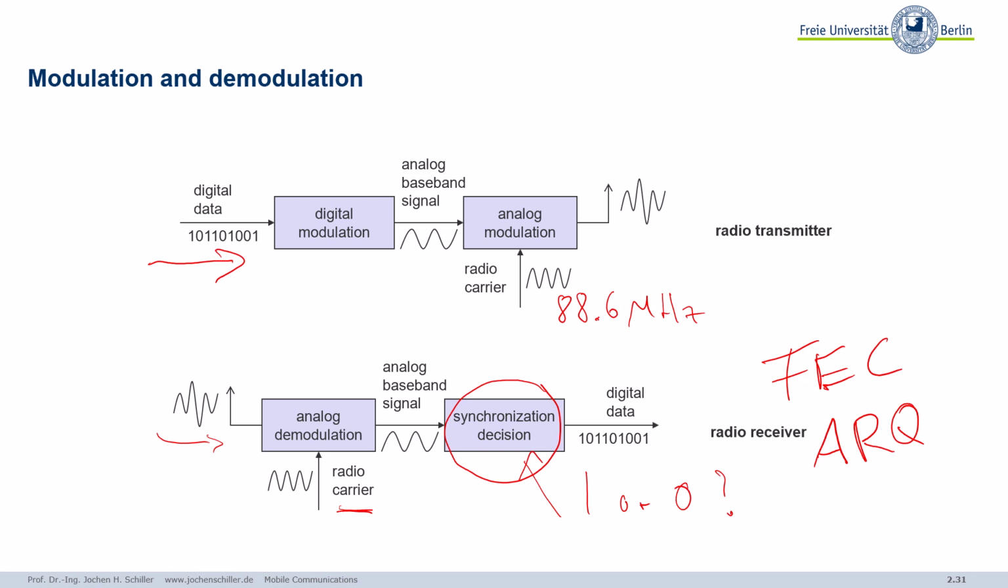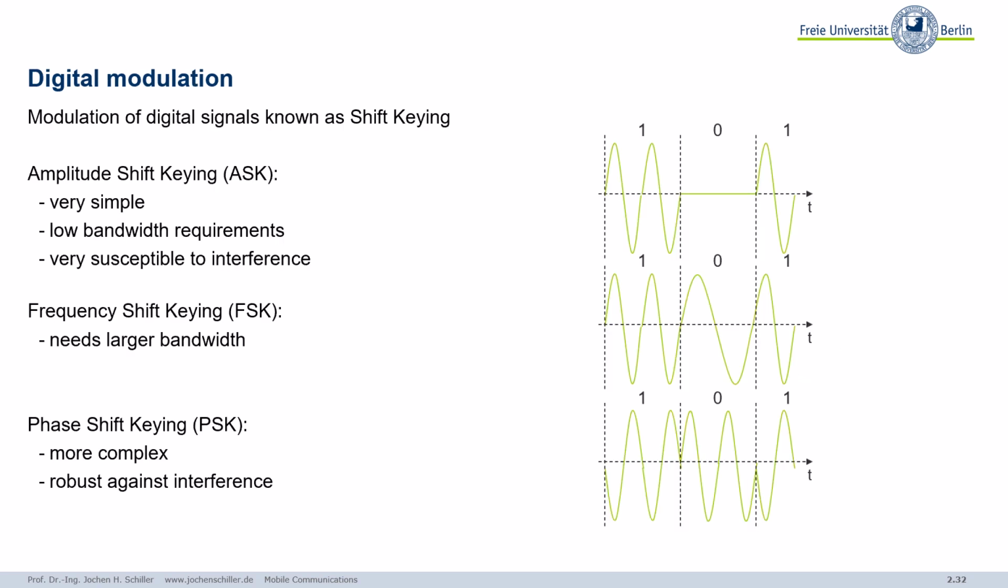So the first step is digital data into our analog baseband signal. This first step is called the digital modulation. And we typically use a modulation that is also known as shift keying. And then this digital modulation is known as amplitude shift keying, frequency and phase shift keying, ASK, FSK and PSK.